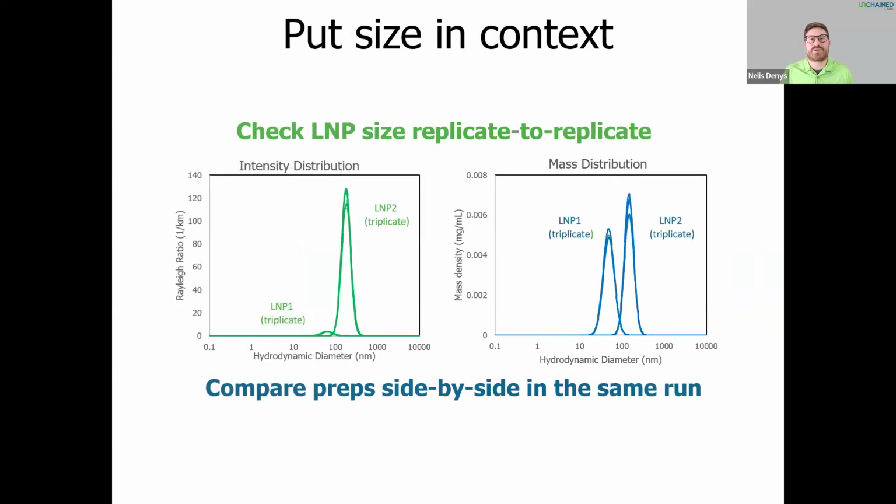And all of that allows you to also put your sizing data in context. We're looking at quantifiable intensity and mass distributions on 2 different LNP preps. And it's very hard to spot on this slide, since the lines are almost perfectly overlapping, but both these preps are run in triplicate. By not using normalized distributions, but quantitative ones, and by having the option to run up to 96 samples in one experiment, you can easily compare replicates and run all the statistics you want on that, or compare different batches directly to each other.